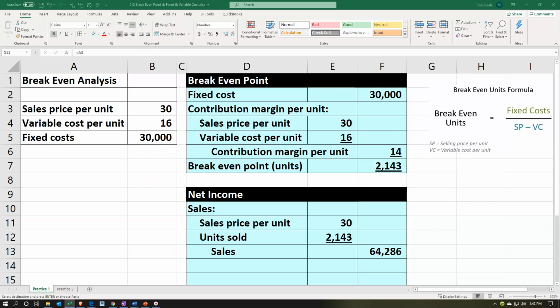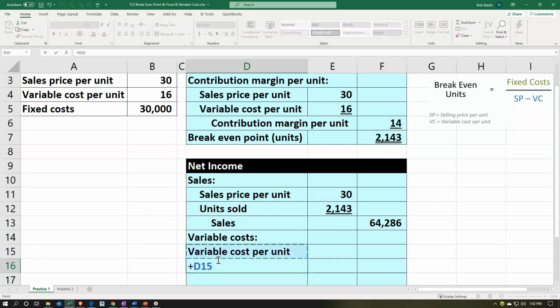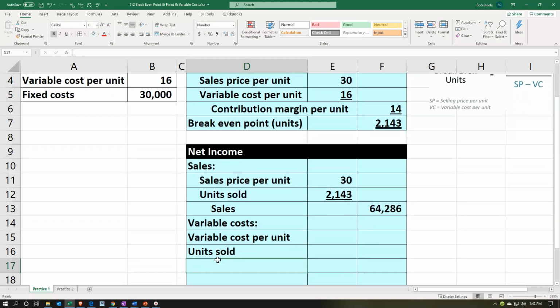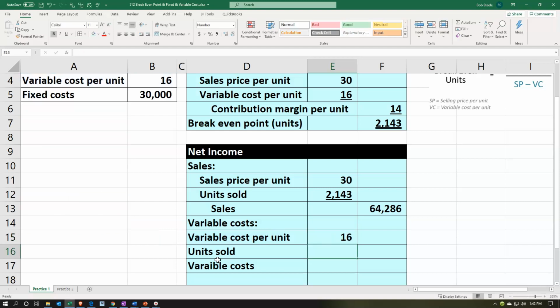So the variable costs, I'm going to say, are going to be the variable costs per unit, and then we're going to multiply that times the units that were sold. That's going to give us our total variable costs. This is going to be the variable cost per unit, which we said was 16, and those are the things that change with relation to the production level.